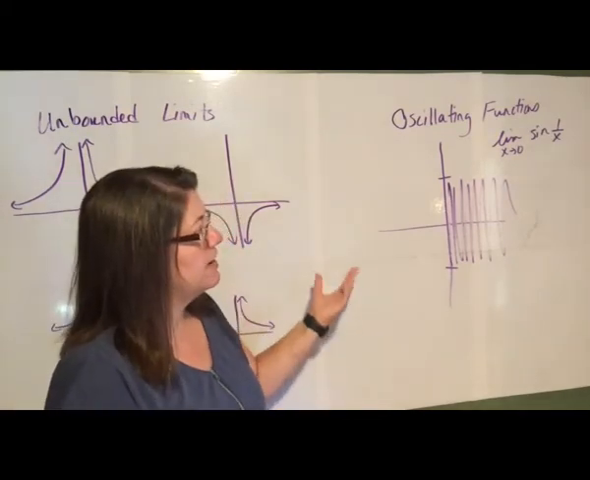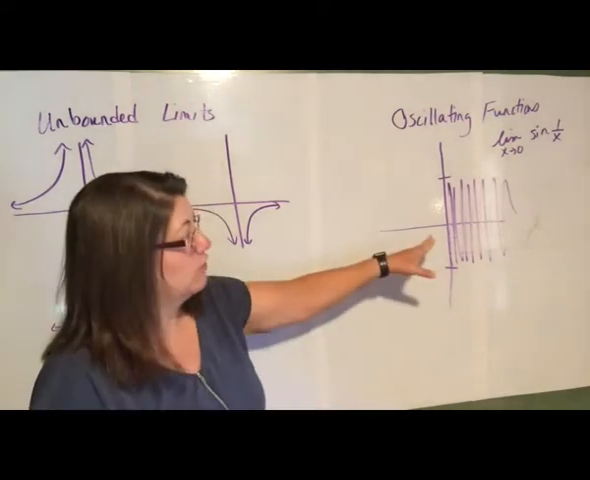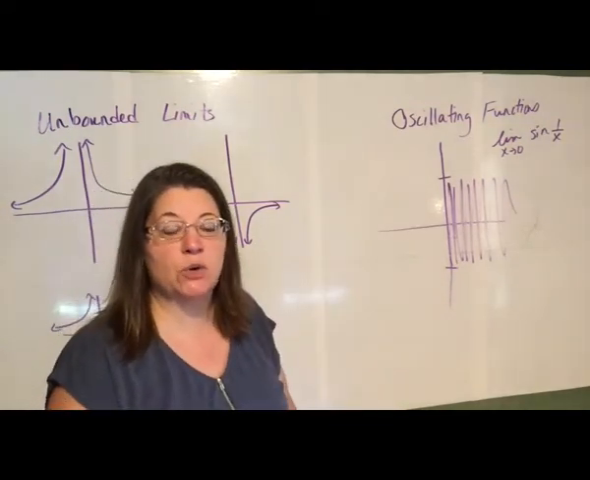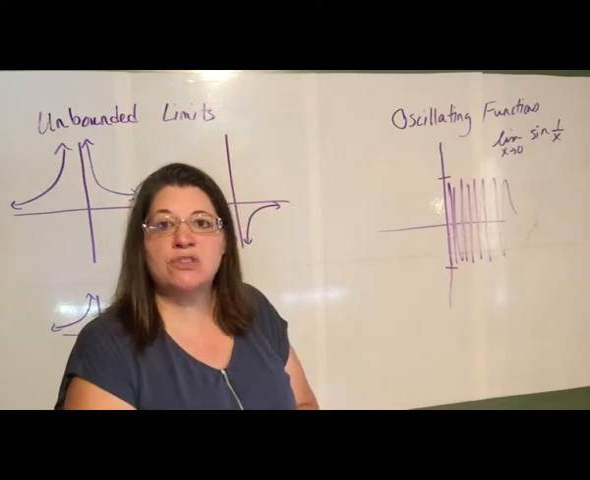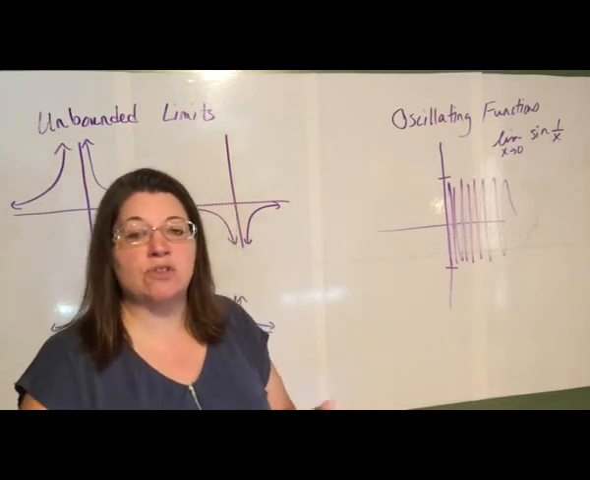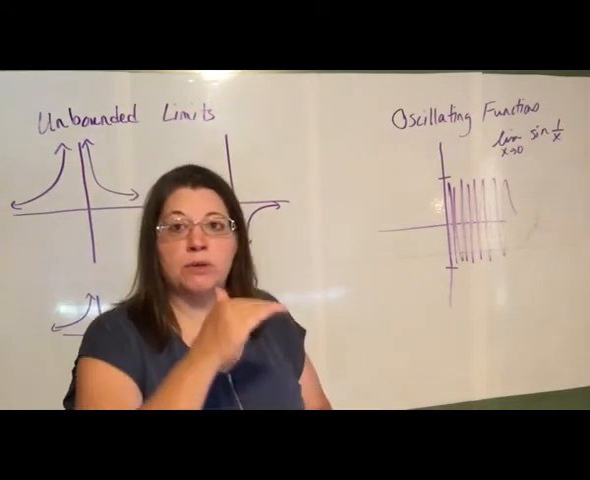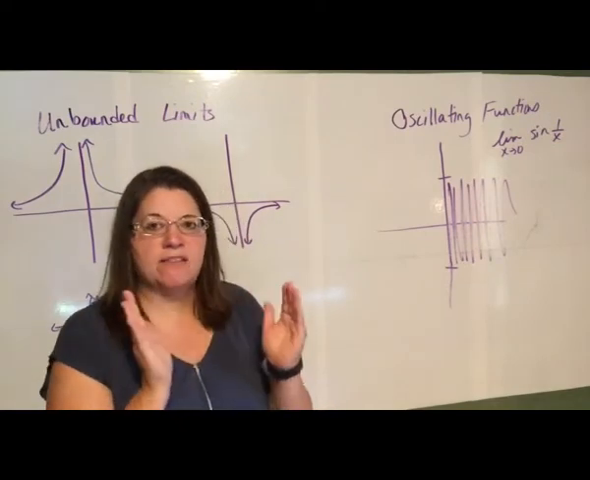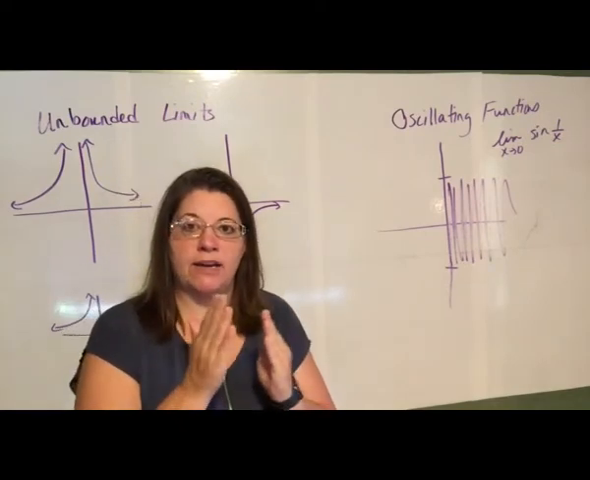Usually if they want you to say it's oscillating, they will give you a picture that looks like this where you can see it's going up and down very quickly. Other than that, you just need to understand what oscillating is. It's just something that bounces between two y values in a small boundary of x values.